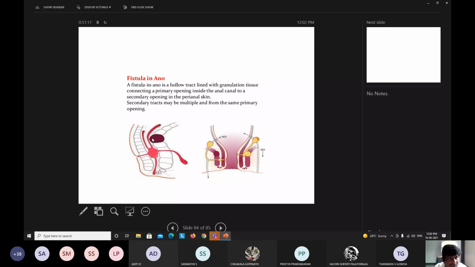So this completes the rectum and anal canal. I hope all of you understood the anatomy of the rectum and anal canal. Any doubts in this? Any questions, dear students?